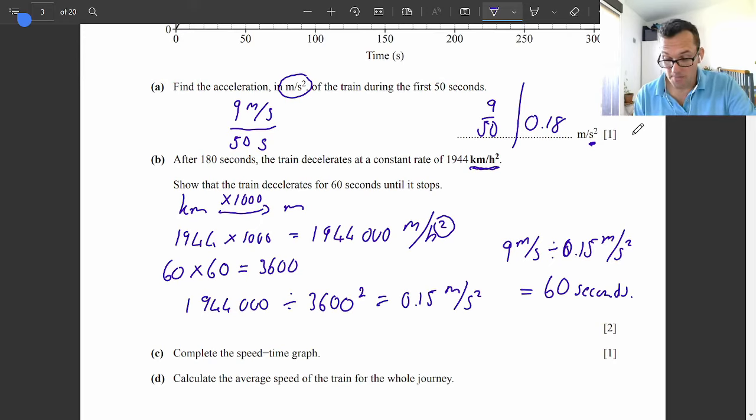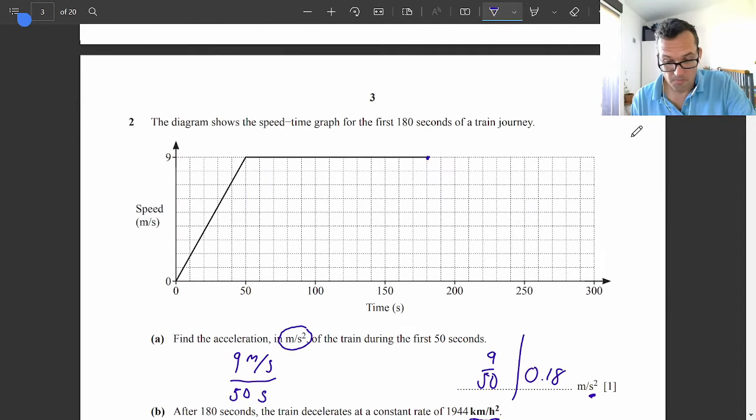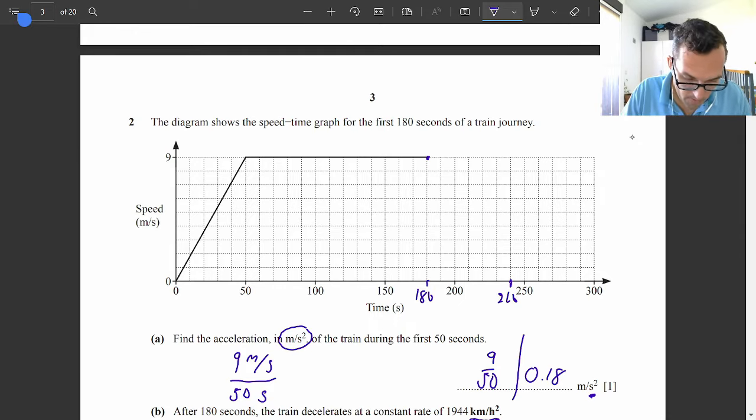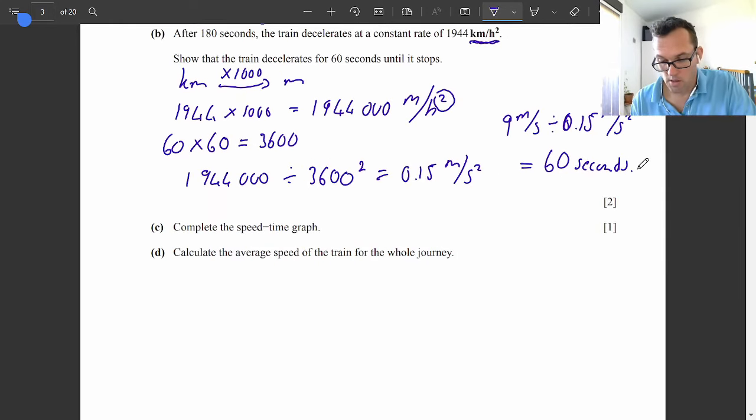Question 2C, complete the speed time graph. Take your ruler and your pencil. We know now it starts decelerating over here, which is 180 seconds. It decelerates for 60 seconds. So at 240 seconds, it comes to a standstill. So we get our ruler on there and draw a nice straight line. And you've got your marks.